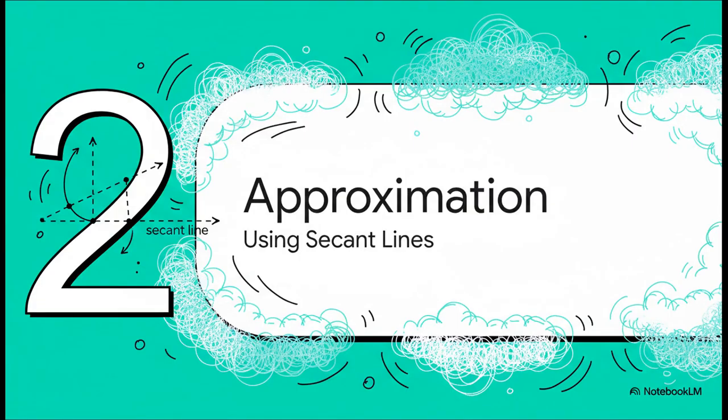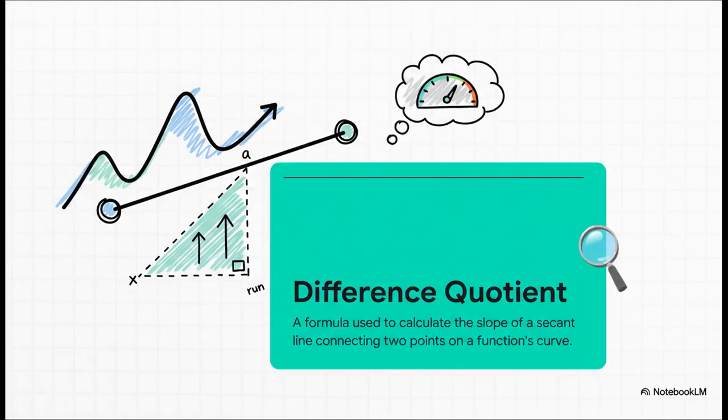Well, the genius of calculus is that it starts by not even trying to be perfect. If we can't get the exact answer right away, what if we could get unbelievably close? We can start by just approximating, using the one thing we do know how to work with, that secant line. To do that, we need a special tool. And that tool has a fancy name, the difference quotient.